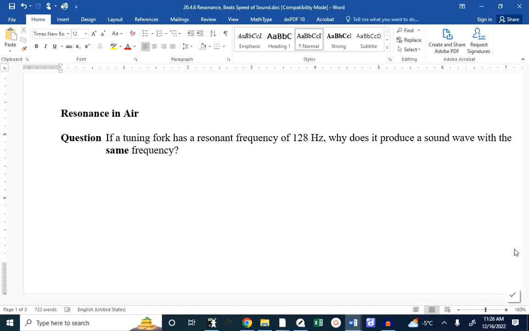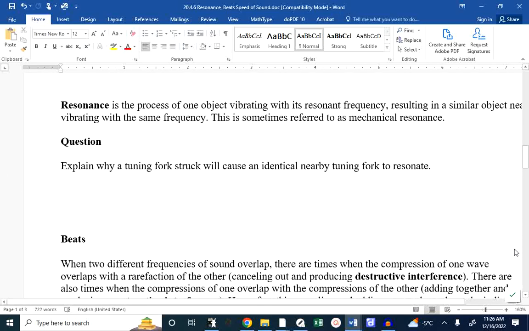All right, now we're going to talk about resonance. Resonance is the process of one object vibrating with its natural frequency, causing another similar object to vibrate with its natural frequency. I have a perfect example of this. Unfortunately, I don't have the car anymore. I had a 1990 Ford Tempo.